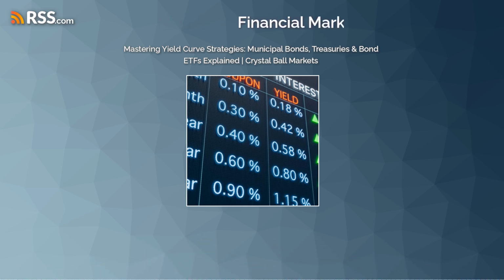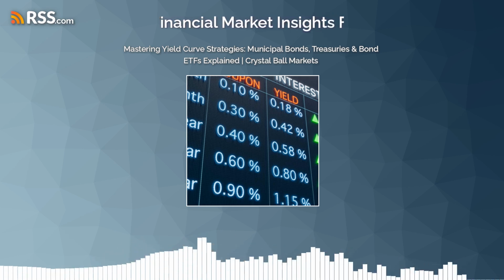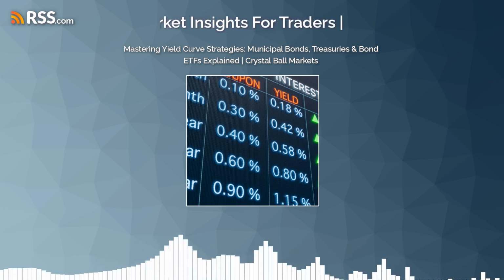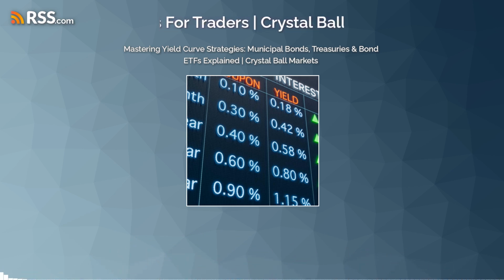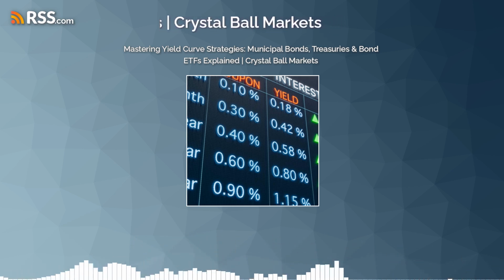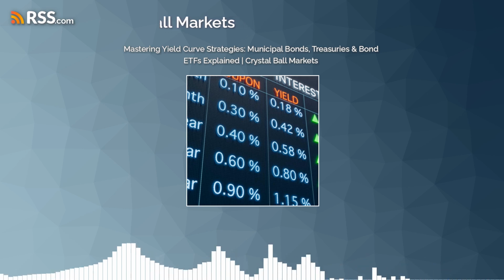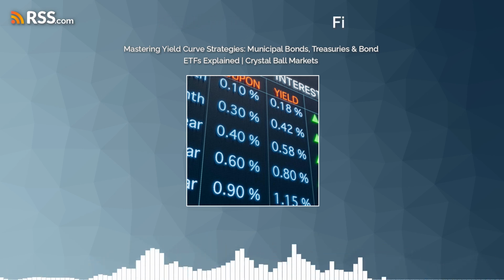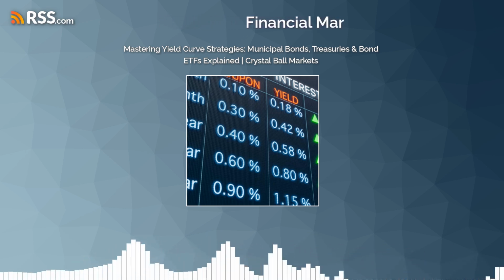Case study. Choosing between munis and treasuries. Let me walk you through a case study. Investor A is in a high tax bracket. They buy munis yielding 3%. After calculating the tax equivalent yield, they're actually earning about 4.6% on an after-tax basis.